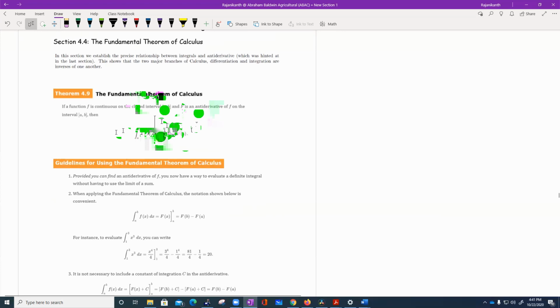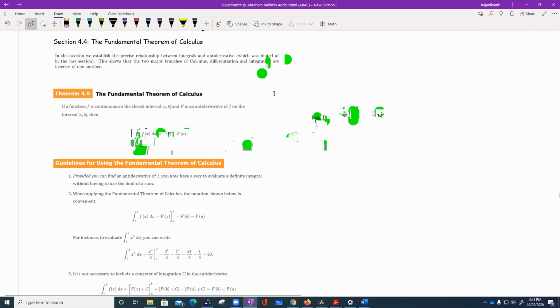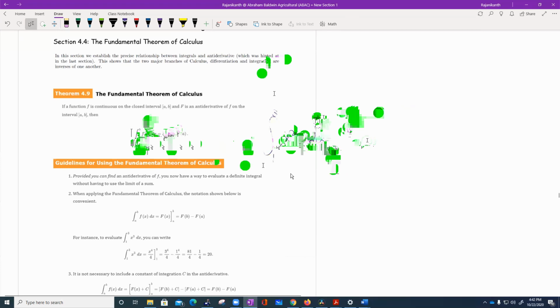Okay, so this is a very useful formula. If you are asked to find a definite integral, for example, the integral of x squared from 1 to 3, in this example f is x squared, a is 1, b is 3. How do you find this answer?